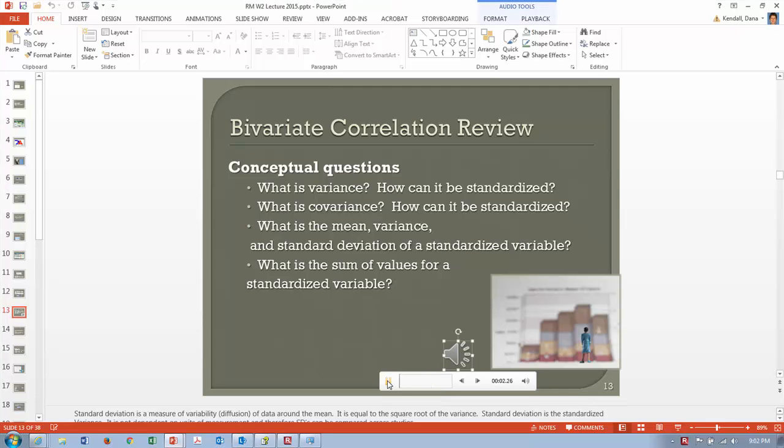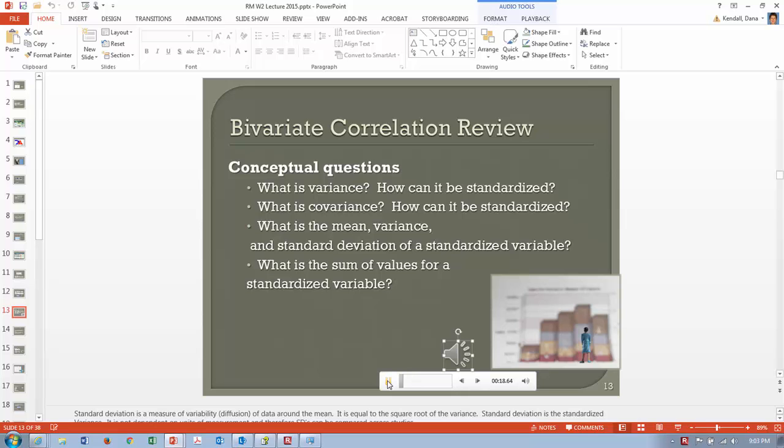Let's do a quick conceptual review of what we are learning so far. What I find helpful is to cycle back and forth between formulas and the math side and then the conceptual side where we're explaining in words what's going on. And so that's what I'm going to do here.